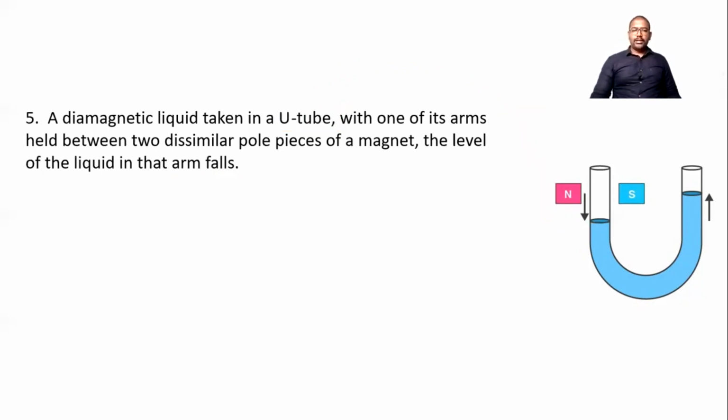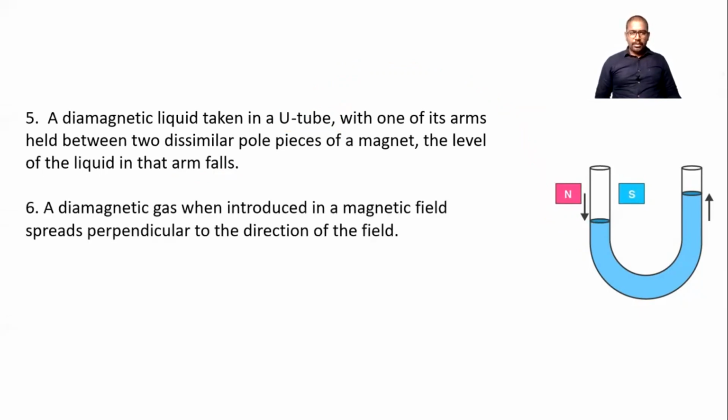Now the next one: a diamagnetic gas, when introduced in a magnetic field, spreads perpendicular to the direction of the field. In a similar manner, this is the N pole and this is the S pole. When we spray diamagnetic gas, it spreads perpendicular to the direction of the magnetic field. It is similar to the rod. The rod also comes to rest with its length perpendicular to the magnetic field.